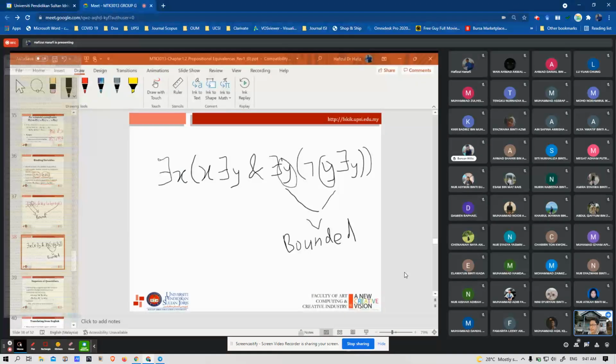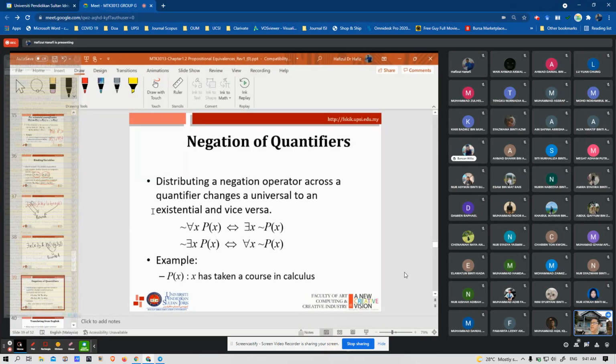Whether an assignment satisfies a formula in a model depends only on the values of the variables that occur free in the formula, that is, not bounded by any quantifier. Okay, that one is free and bounded. And then we have negation. Negation of quantifier distribution: the negation operator across the quantifier changes a universal to an existential and vice versa.